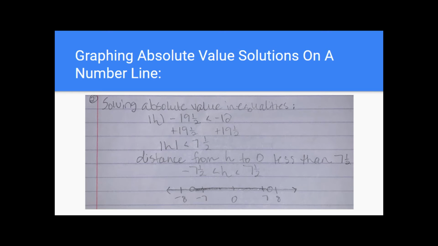Graphing absolute value solutions on a number line. So the absolute value of h minus 19.5 is less than negative 12. So we're going to add 19.5 to each side, and we're left with the absolute value of h is less than 7.5. The distance from h to 0 is less than 7.5. So we have negative 7.5 is less than h is less than 7.5, and on the number line, we do open circles because it's not equal to, it's just less than. And then you put it on both sides and fill it in.